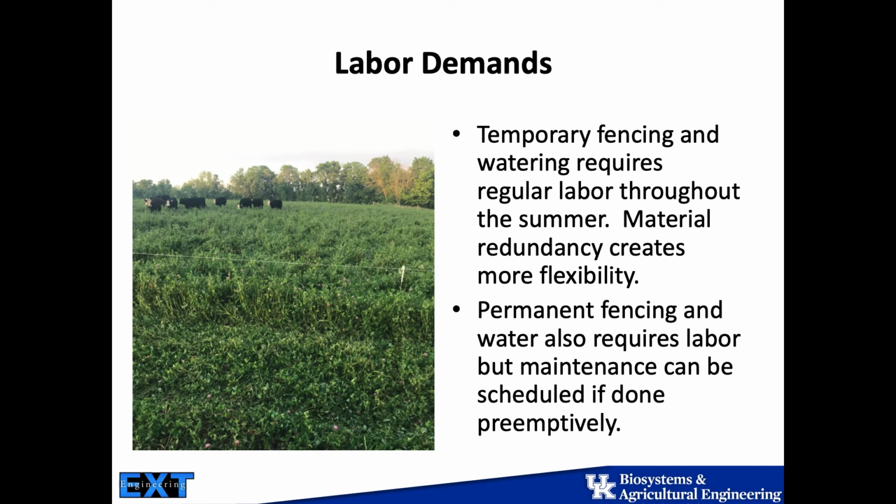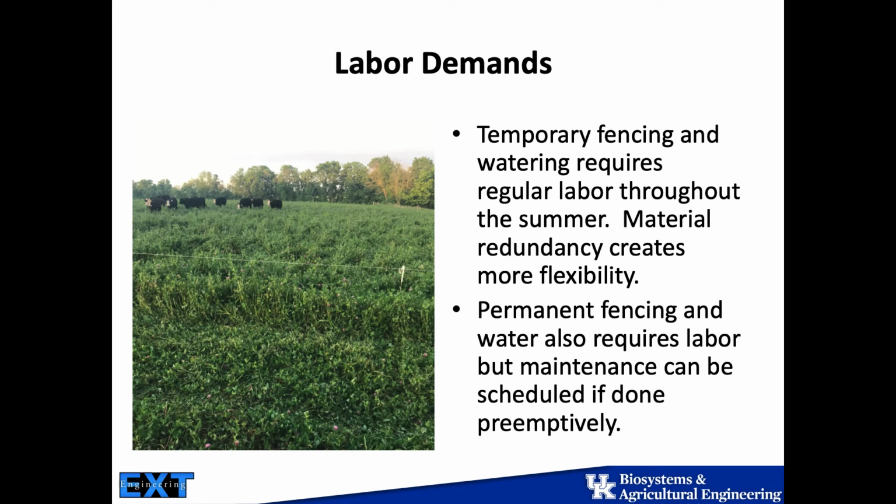The permanent fencing and watering systems, the reason I think people lean towards these sometimes is because of that labor demand that's continuous throughout the summer. But it's not that those permanent systems don't require labor as well. There's significant labor involved in maintaining those as well. It's just that that maintenance can be scheduled if it's done preemptively. So if you plan to go out and weed eat your fence lines, or spray your fence lines, or do whatever you're going to do to your fence lines, you can choose to schedule it as long as you stay on top of it, which sometimes makes that part of the system more flexible.